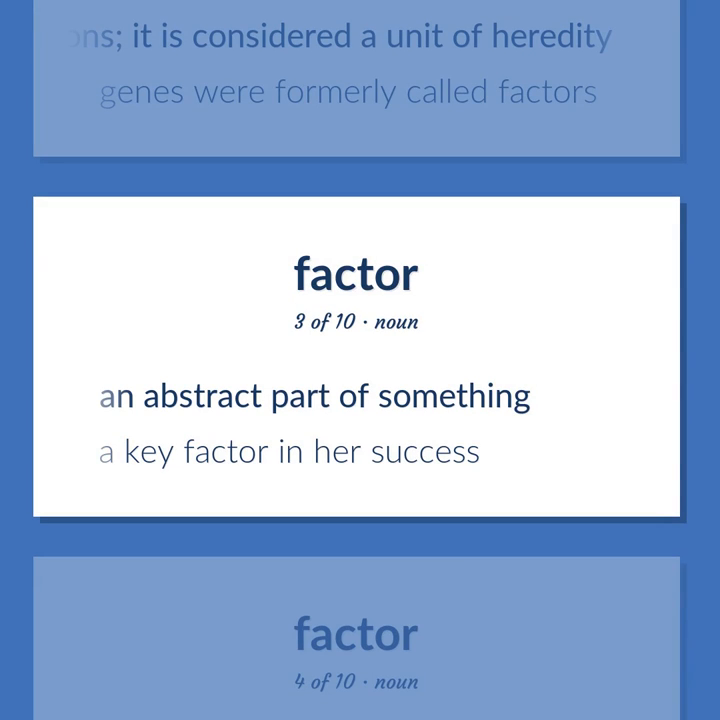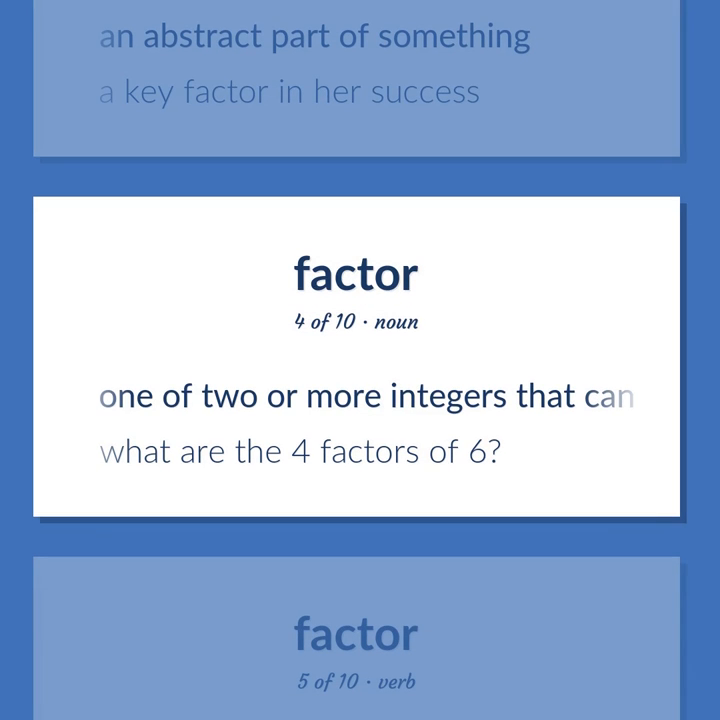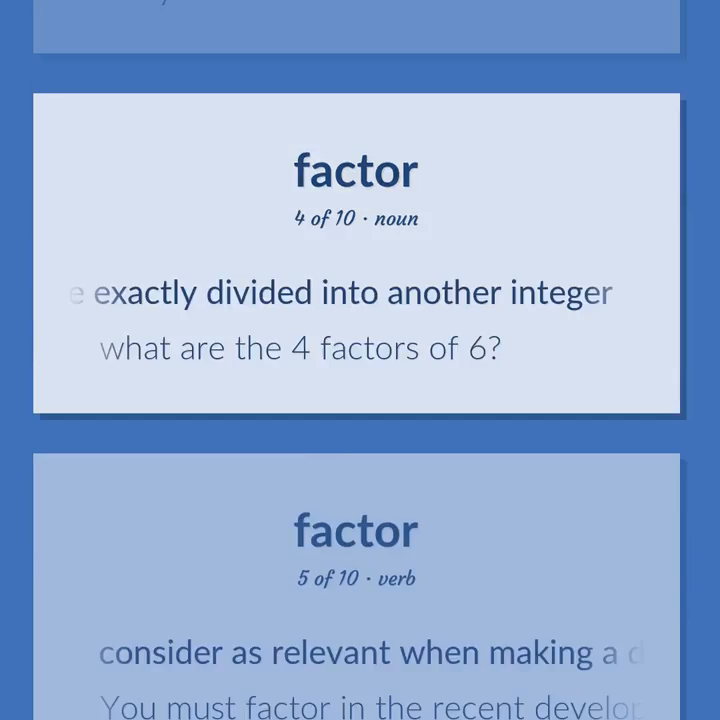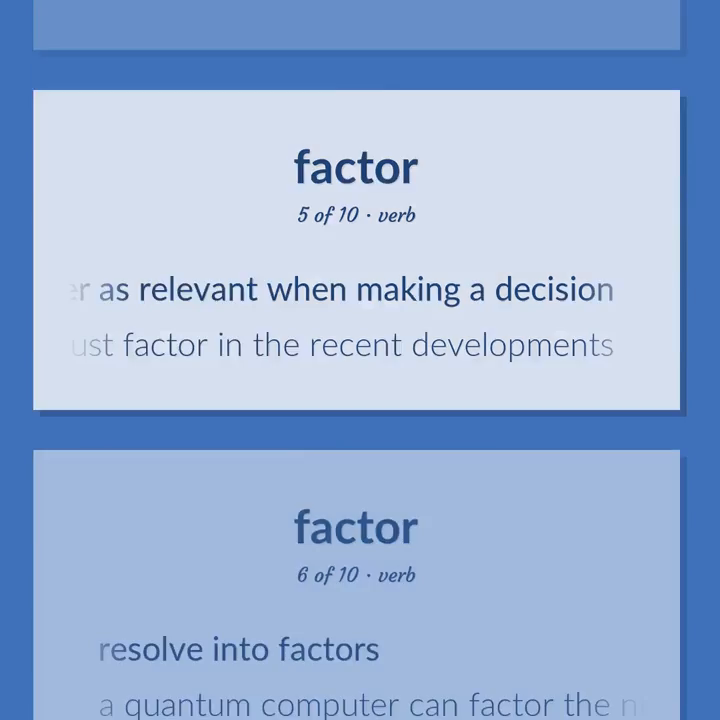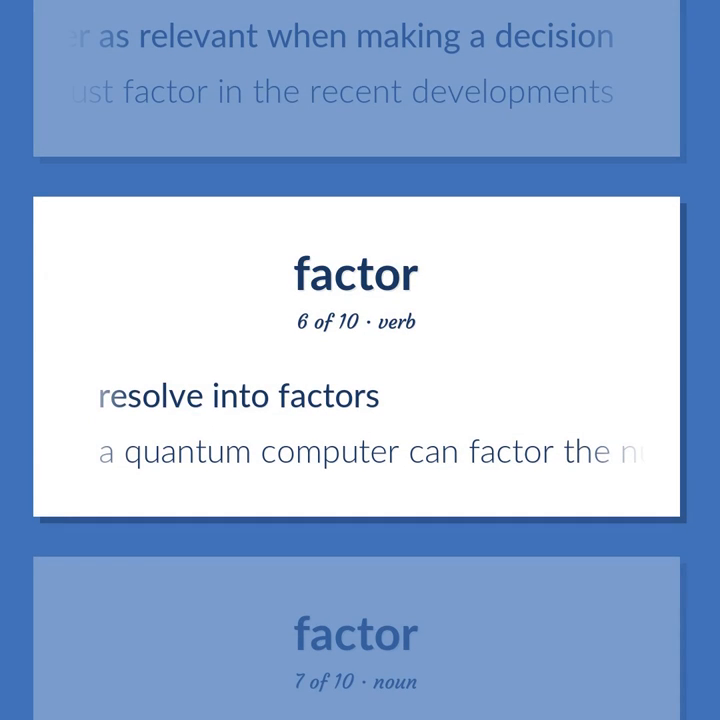An abstract part of something. A key factor in her success. One of two or more integers that can be exactly divided into another integer. What are the four factors of six? Consider as relevant when making a decision. You must factor in the recent developments. Resolve into factors. A quantum computer can factor the number 15.